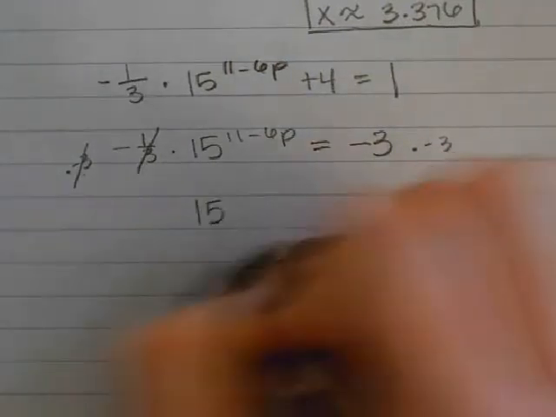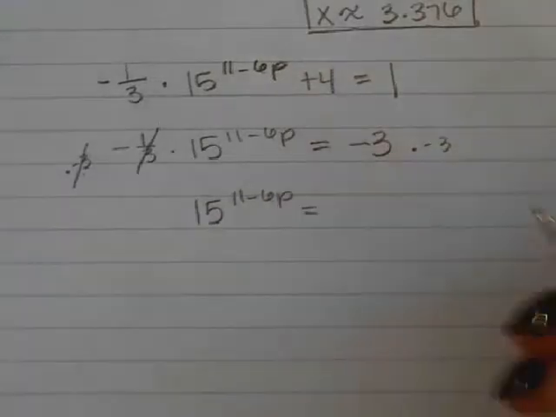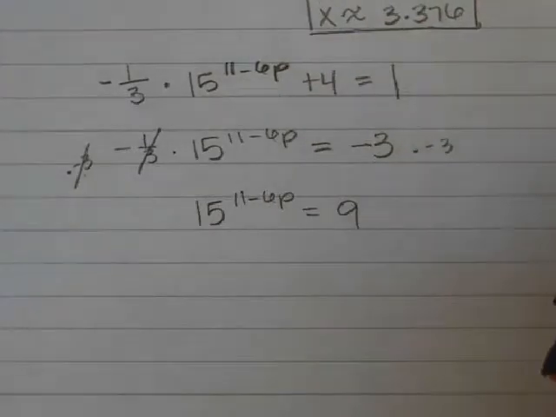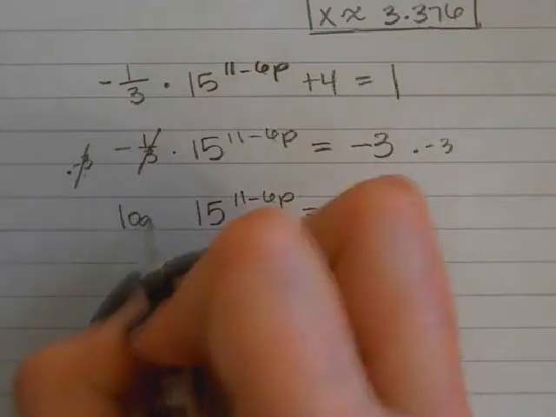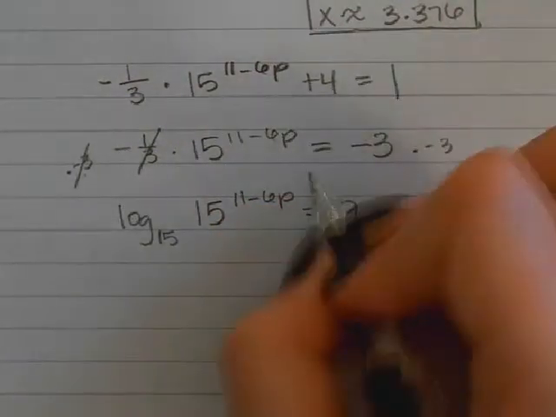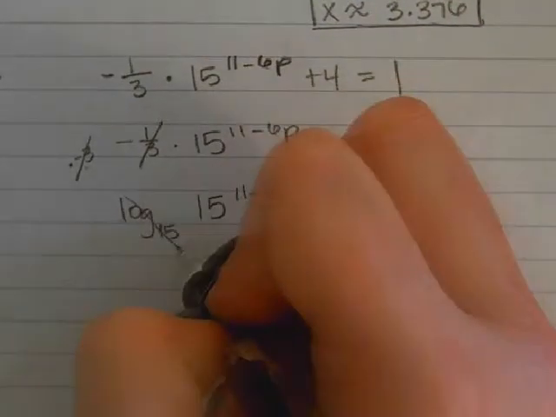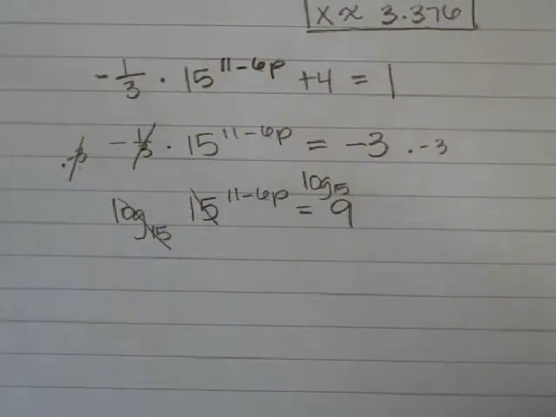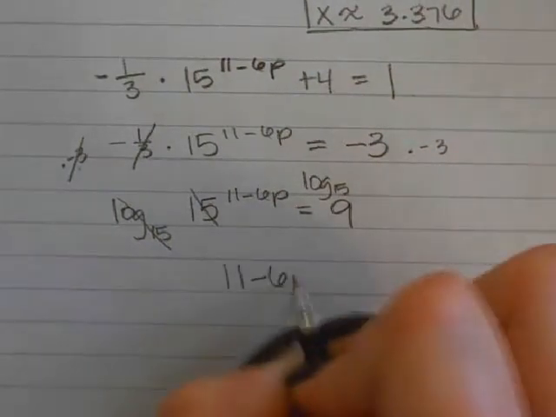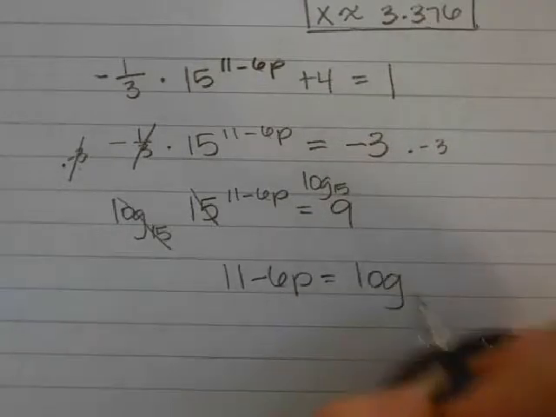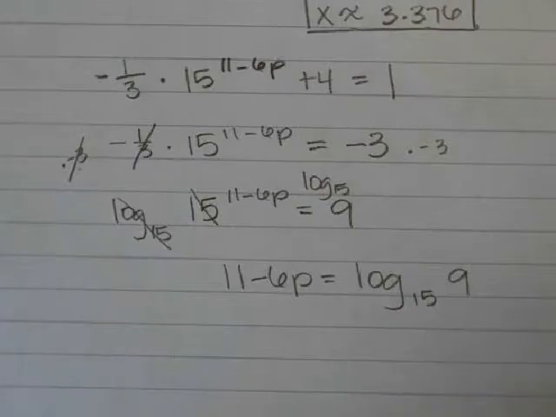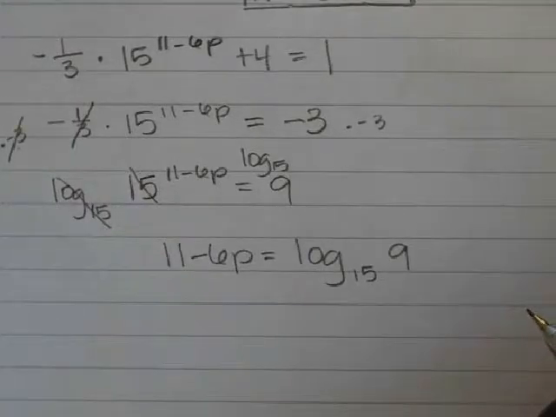So I get 15^(11 minus 6p) equals 9. And now I'm trying to get into the exponent, and I have to get rid of the 15. And how do I get rid of a base of 15? I log it. What type of log? A log base 15. I log base 15 it. That's a mouthful. So log base 15 and base 15 cancel, and I get 11 minus 6p equals log base 15 of 9. Okay. And then what do I do?